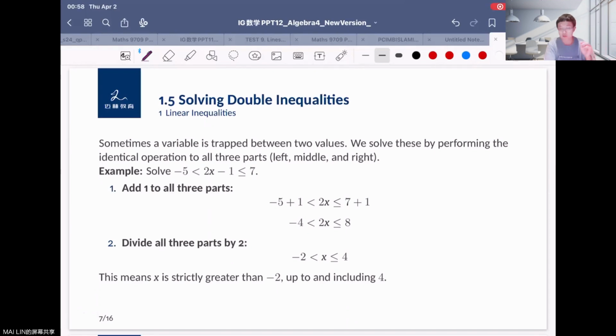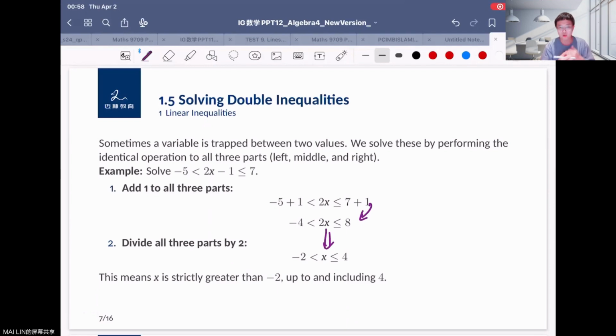-5 plus 1 is smaller than 2x, which is also smaller or equal to 7 plus 1. So the inequality changes into this form: -4 is smaller than 2x, smaller or equal to 8. And then you can divide all three parts by 2. So here it changes into -2 is smaller than x, smaller or equal to 4.